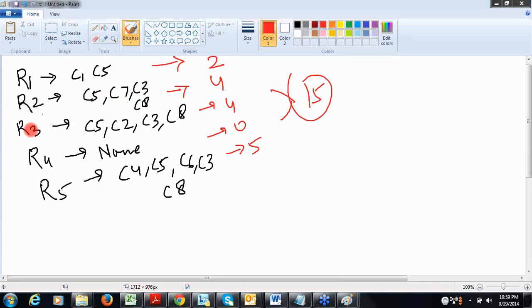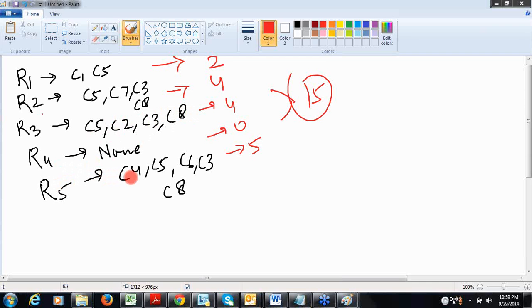Okay. R3, C2 is selling. So similar to what we had for C7, same is for C2 also. If C2 is selling in R3, so C5, C3 and C8 have to sell in R3. Okay. So these 4 are selling in R3. R4 obviously none, 0 is selling.